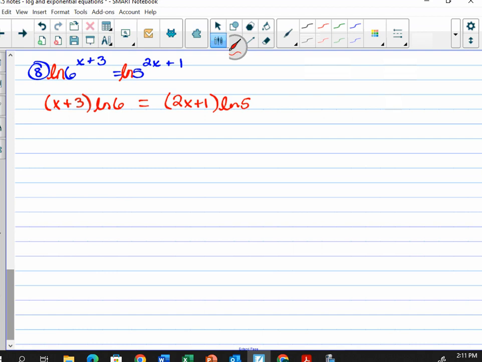Okay. We are now going to distribute. So this is going to be x natural log of 6 plus 3 natural log of 6 equals 2x natural log of 5 plus, you don't have to write the 1, natural log of 5. Do we see it so far? Give me a minute. Make sure we got it.